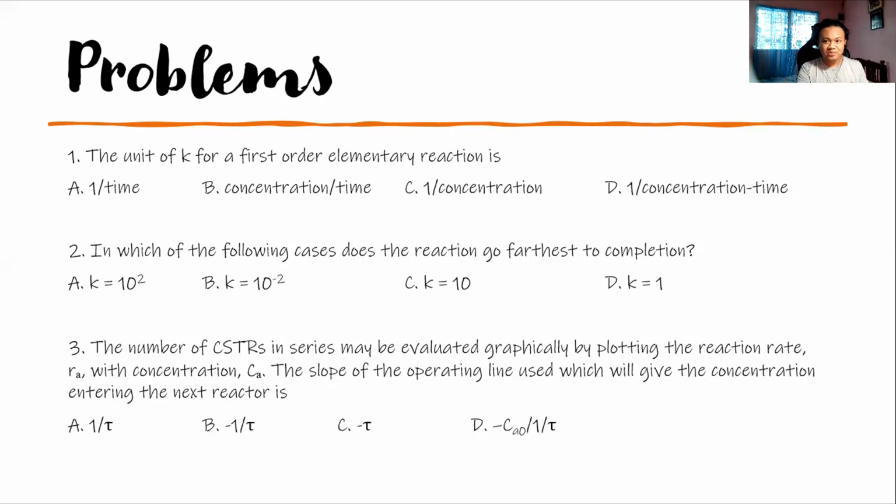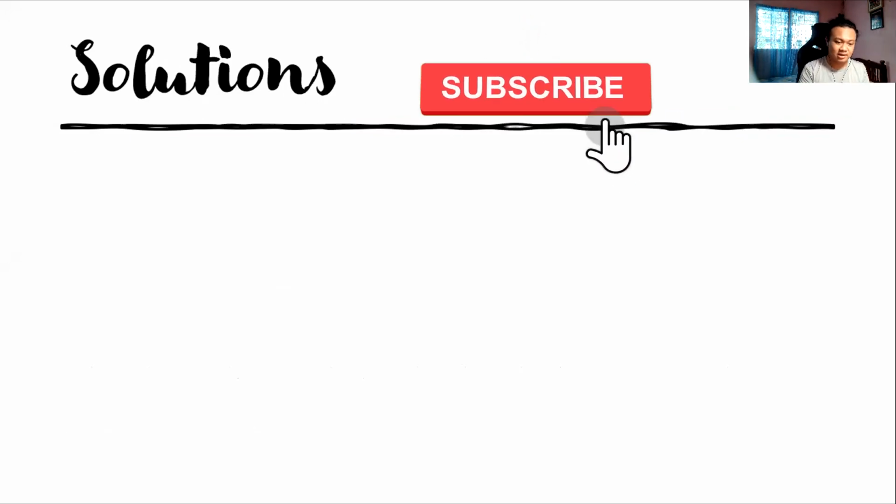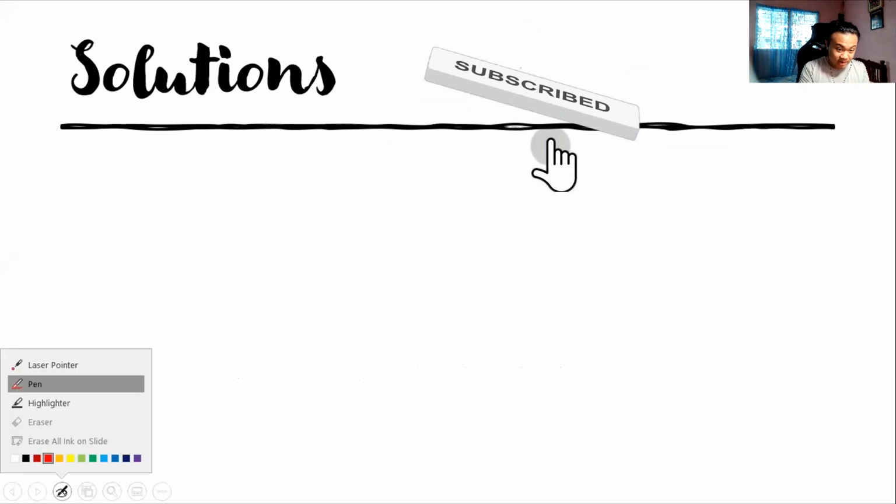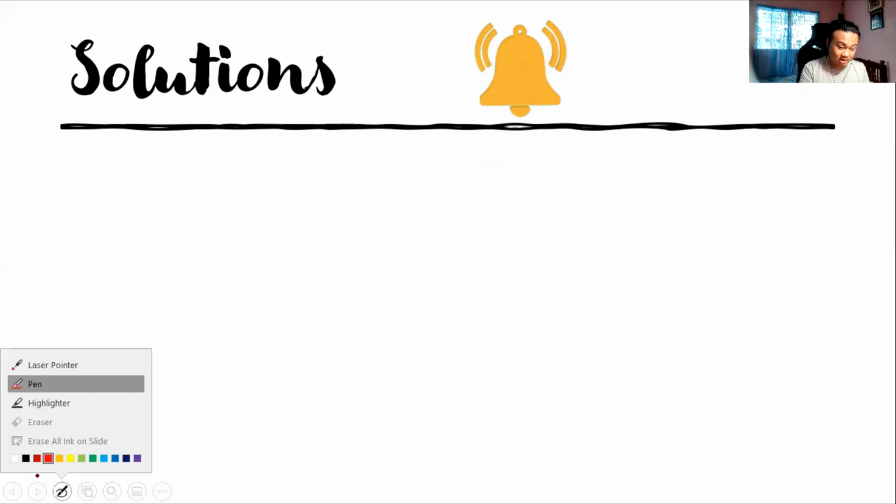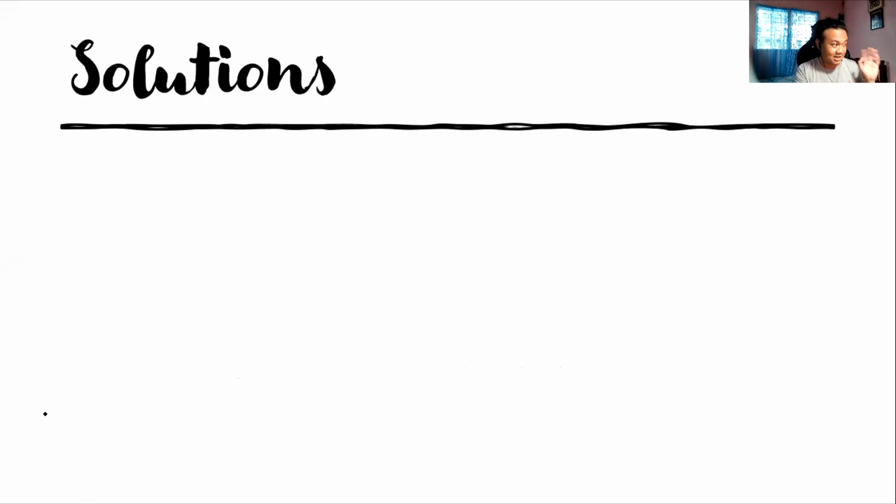Number one says here: the unit of K for a first order elementary reaction is 1 over time, concentration over time, 1 over concentration, or 1 over concentration times time. Let's solve this using differential equations. Although we can pick out the answer from the letters, as much as I can, I want to solve it using math.